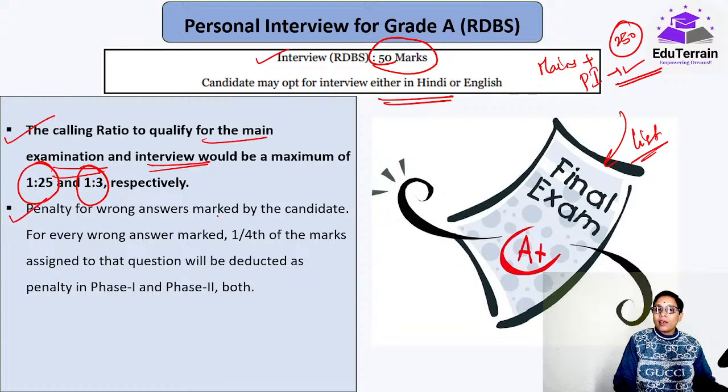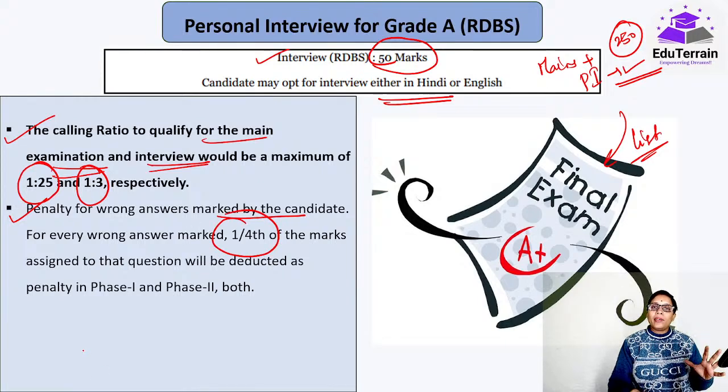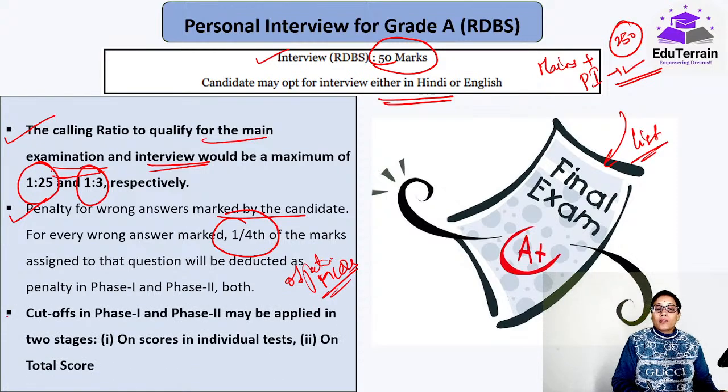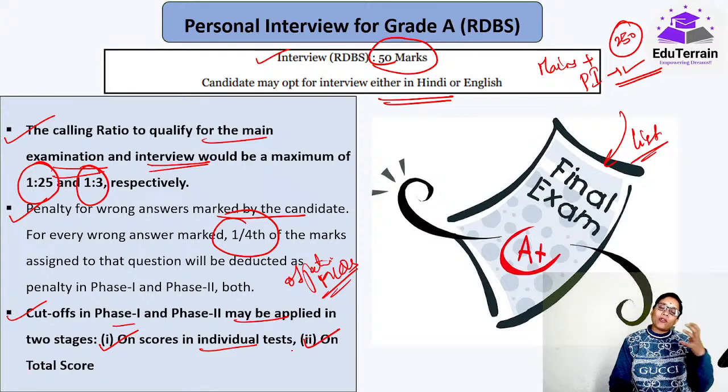And there is a penalty for wrong answers marked by the candidate, both for phase 1 and phase 2 objective, and that is 1/4 to be deducted for every wrong answer given by the student. Phase 1, phase 2 again are objective, that is MCQs only. Okay. Cutoffs in phase 1 and phase 2 may be applied in 2 stages, on scores of the individual test and on total score. The same is applicable for both phase 1 and phase 2. Phase 2 may be individual, that is paper 1, paper 2, and then an overall cutoff will also be applied.